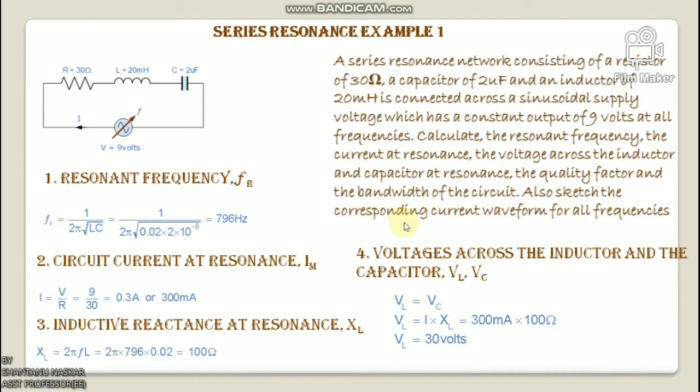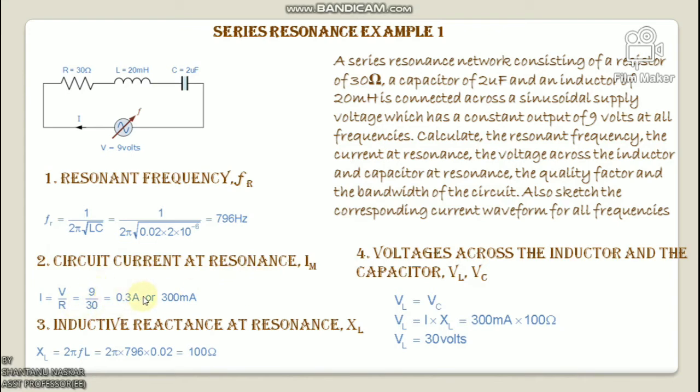Okay, so one by one we will discuss everything. So this is the circuit. Resistance is 30 ohm, inductor 20 millihenry and capacitor 2 microfarad, and the sinusoidal voltage is 9 volts. Okay, so number one, resonant frequency fr equals 1 by 2 pi root over LC. From this we can calculate the value, which is 796 hertz. Very easy.